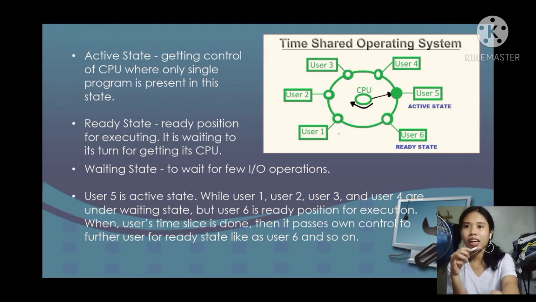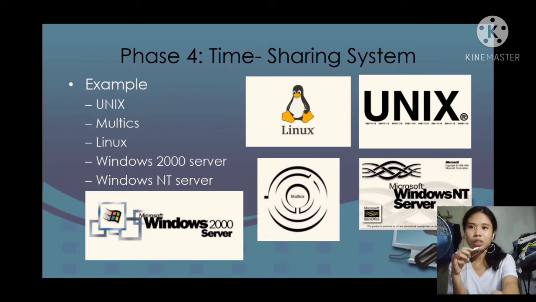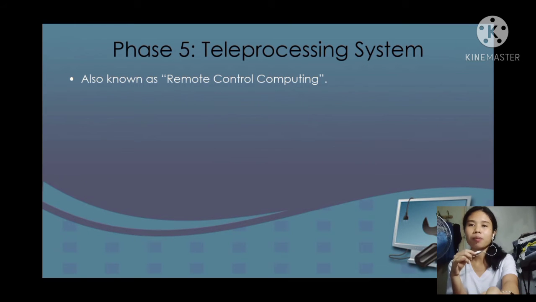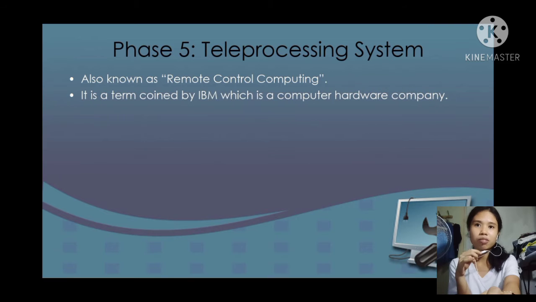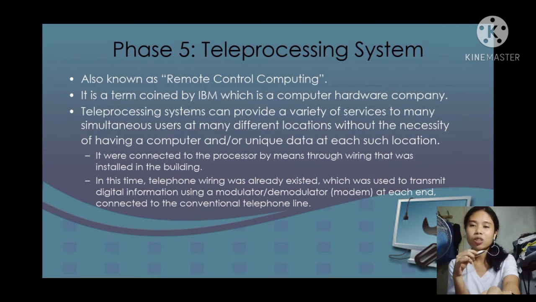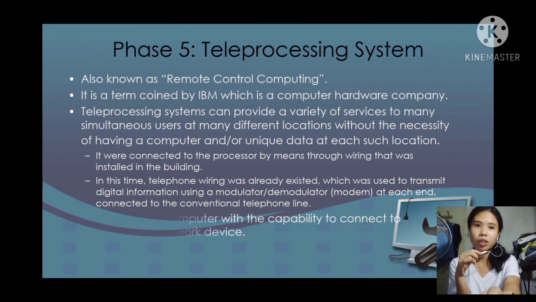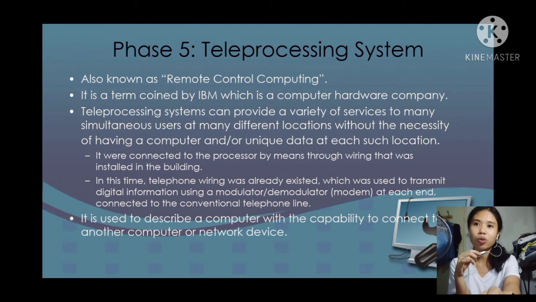So, phase 4, ay yung example naman is the Unix, Multics, Windows 2000 Server, and the Windows NT Server. And phase 5, the teleprocessing system, also known as the remote control computing. So, teleprocessing system can provide a variety of services to many simultaneous users at many different locations without the necessity of having a computer and or unique data at each such location.